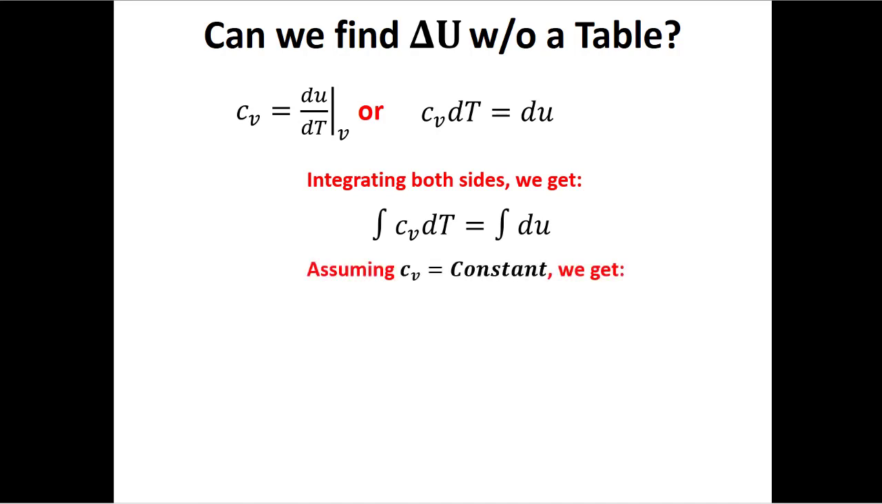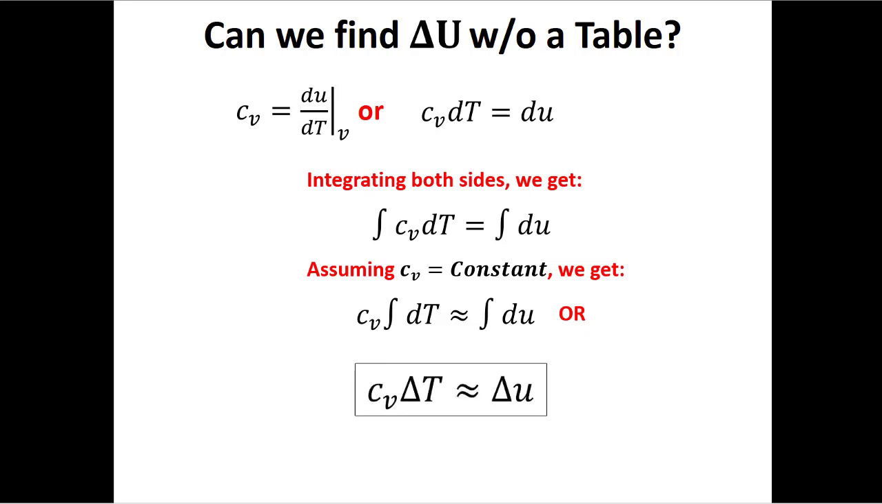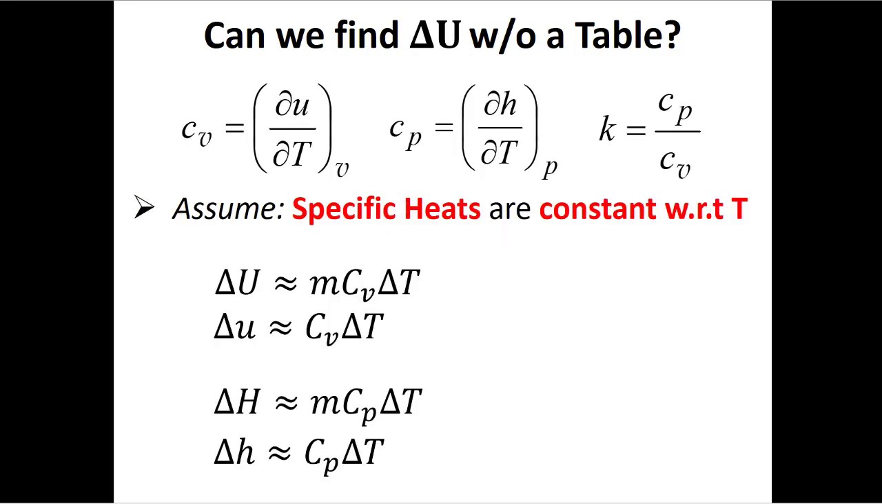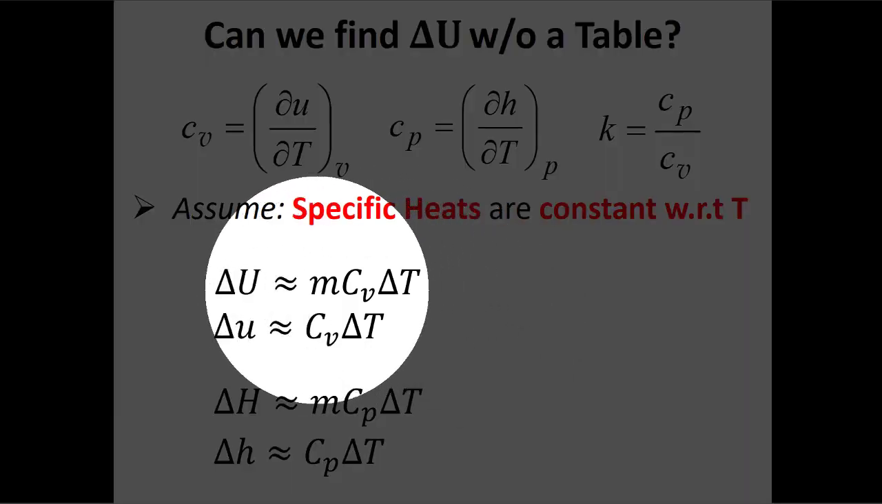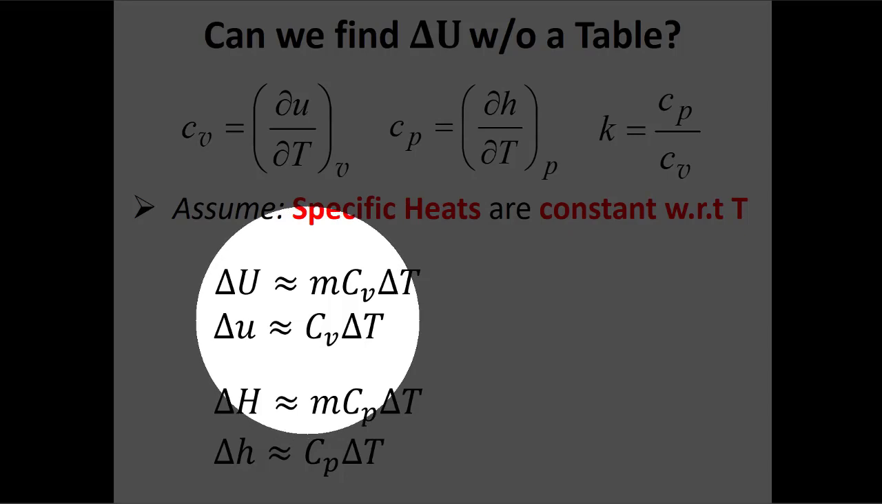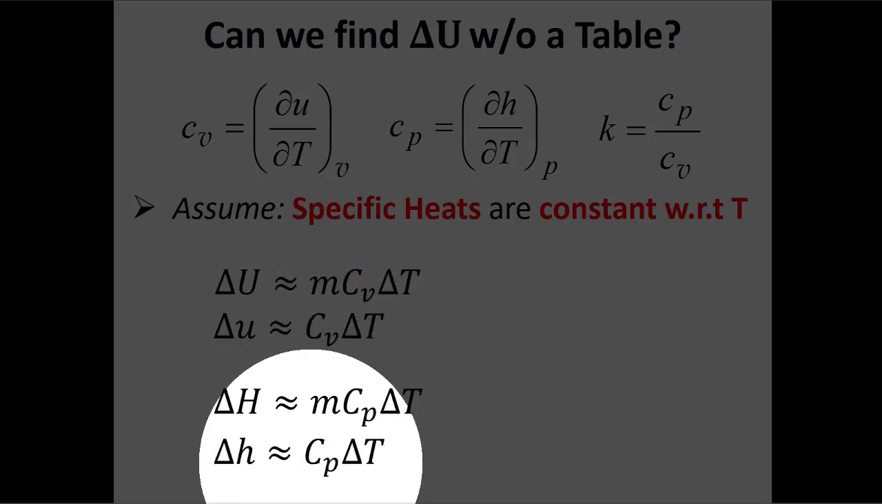And if we assume that Cv is approximately constant, now this isn't exactly true, but it's probably a weak function of temperature, then we get Cv times the integral of dT is equal to the integral of dU. So after we integrate this, we get that Cv times delta T is equal to delta u, or at least approximately equal if we assume that Cv is constant. We can do the same thing with Cp, it's just that when we get Cp times delta T, we get delta H. So here, now we have different expressions for the change in specific internal energy as a function of the change in temperature, and the change in specific enthalpy as a function of temperature.